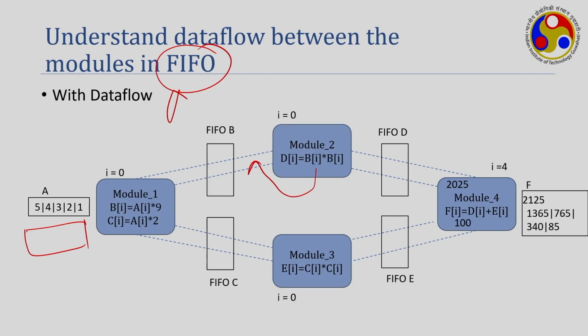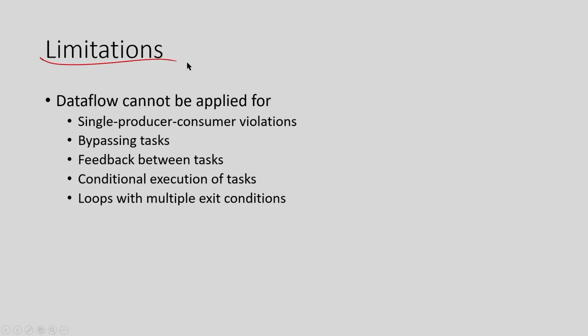So, I hope you understand what data flow is and how it improves the performance in the hardware, and it is truly hardware parallelism, right. Although the actual C program is sequential, it extracts the parallelism among these modules and enables a hardware which is truly parallel. Okay. So, there are some limitations in some cases where you cannot apply this data flow.